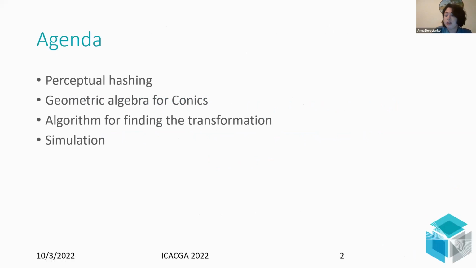So the main plan of the work is I will speak a bit about perceptual hashing, about the main problems of perceptual hashing, and then a short introduction to geometric algebra for conics, because I don't know if anyone used it today, so just to recall what it is about. Then I will discuss our algorithm for finding the transformation and show the simulation results.